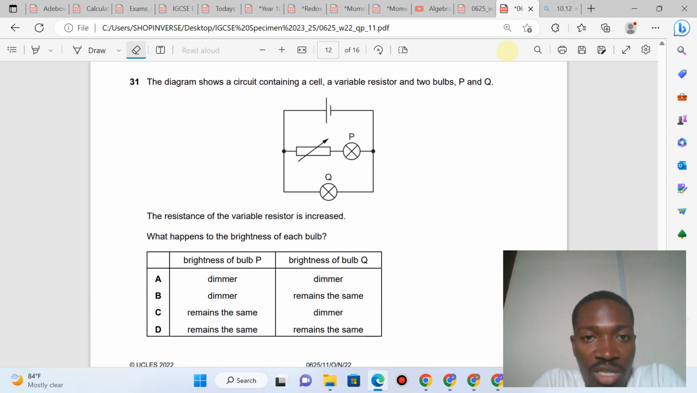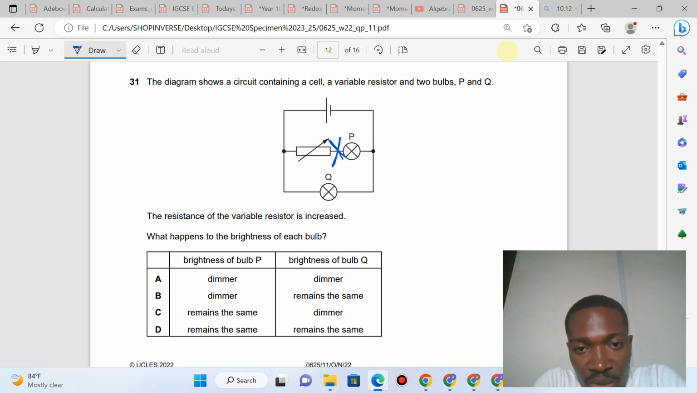The diagram shows a circuit containing a cell, a variable resistor, and two bulbs P and Q. The resistance of the variable resistor is increased. What happens to the brightness of each bulb? If you are increasing the resistance here, what does that mean? The effect is that less current will flow through P. If the resistance of this variable resistor increases, then the current flowing through P will be reduced.